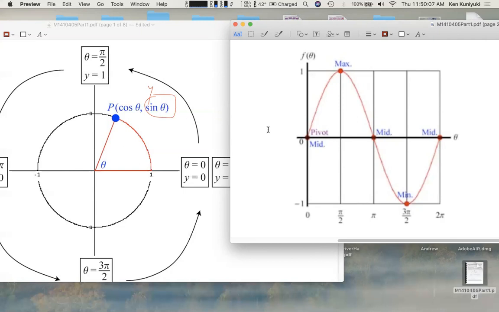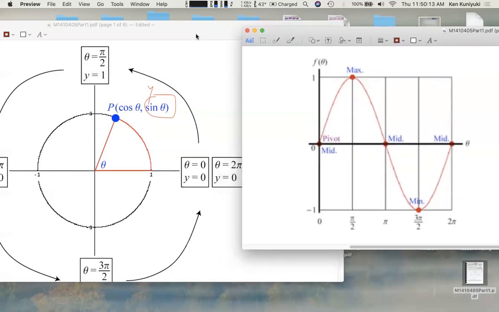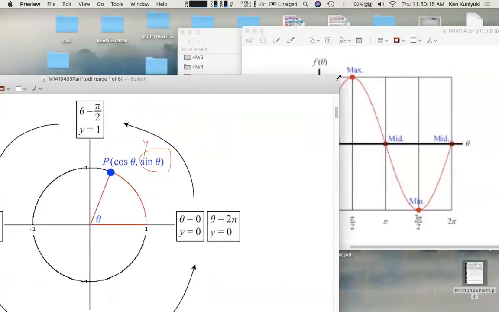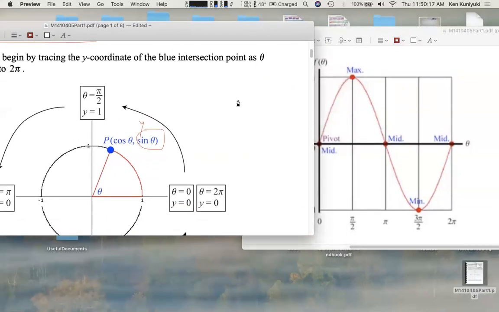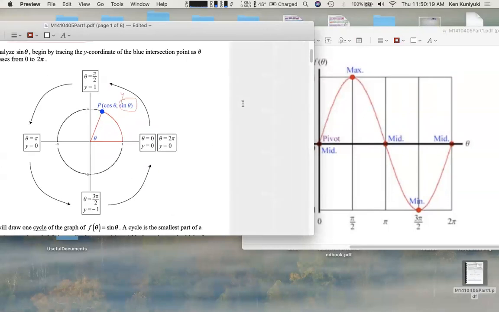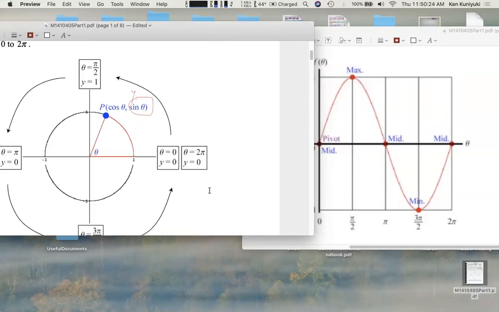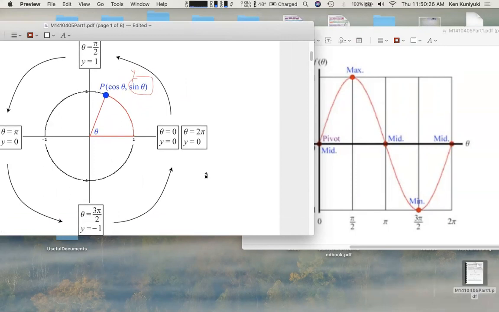So why is this the fundamental cycle for y equals sine of theta? Again, we're tracing the behavior of the y-coordinate along the unit circle. All right, so starting here, theta equals 0. When the angle theta equals 0, this flat angle, here's the corresponding intersection point. The y-coordinate here is 0.